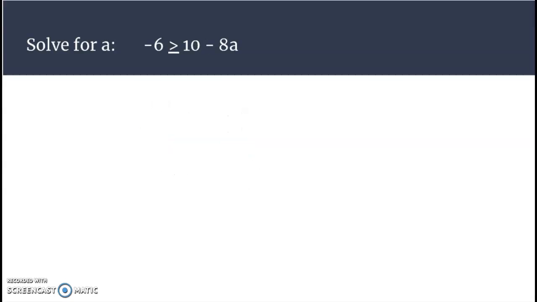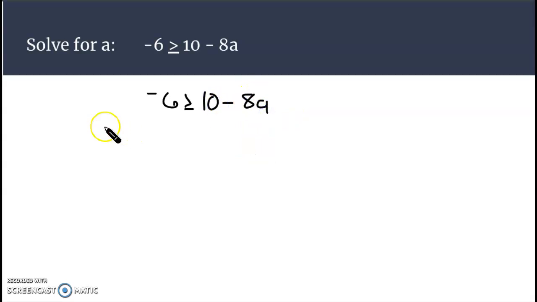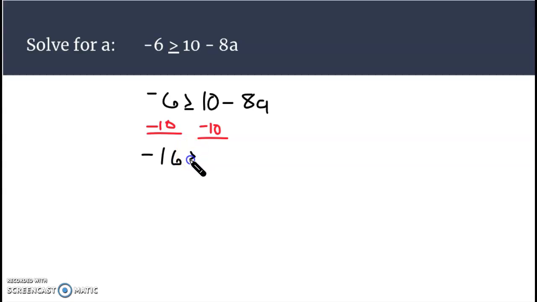Let's look at another one. Okay, this time we have multiple steps. -6 is greater than or equal to 10 minus 8a. a is being multiplied by -8, and we are also adding a +10. First thing we're going to do is get rid of that 10 by subtracting it on both sides of the inequality, much like if it were an equation. -6 minus 10 makes -16. We still have -8a.